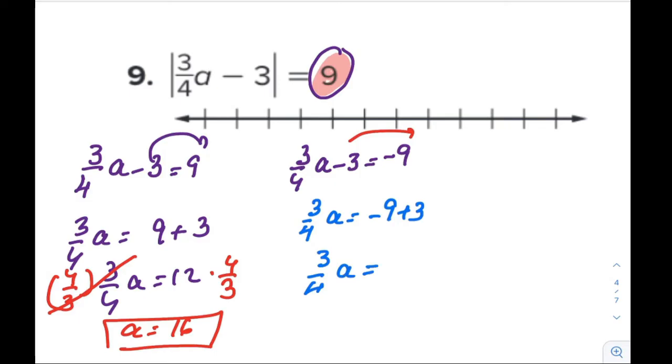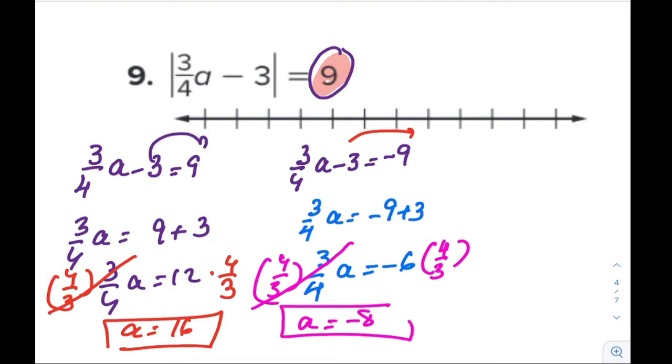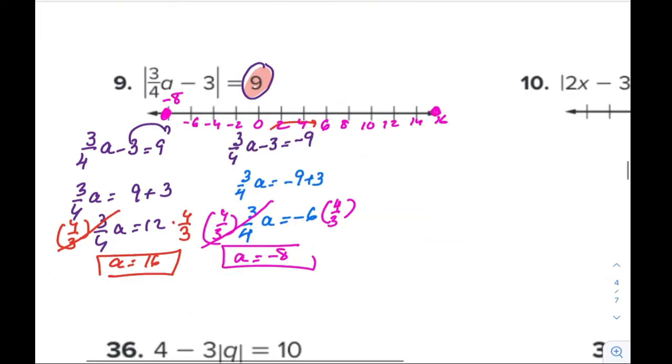Everyone can solve with me and check that I'm doing the right job. Then we will multiply. So we have two solutions. One is negative 8. And this is the solution, and this is another solution. Perfect. We have two cases.